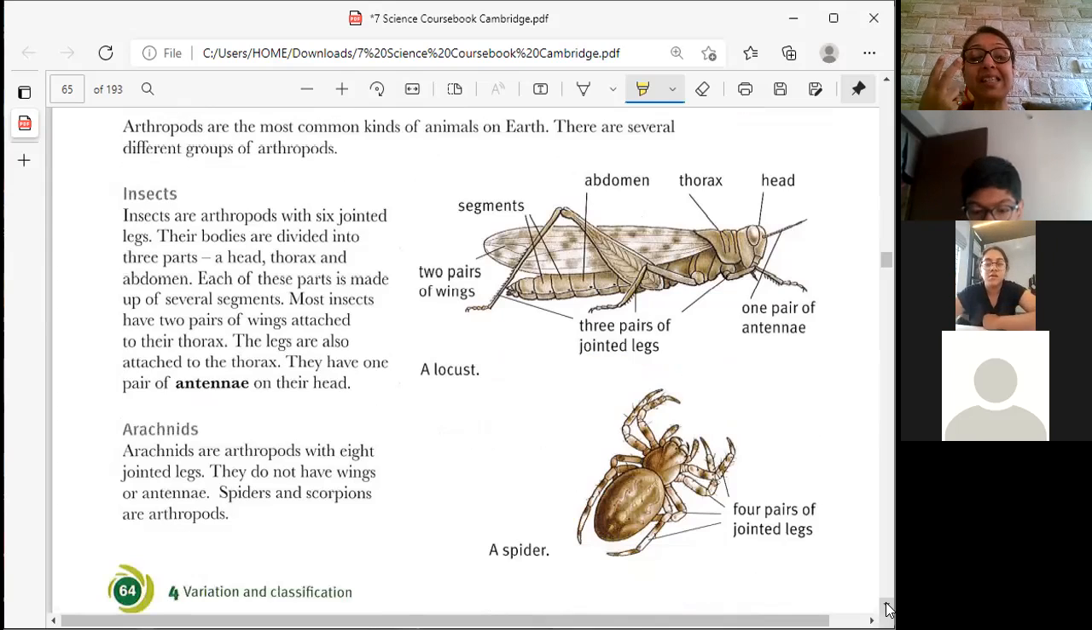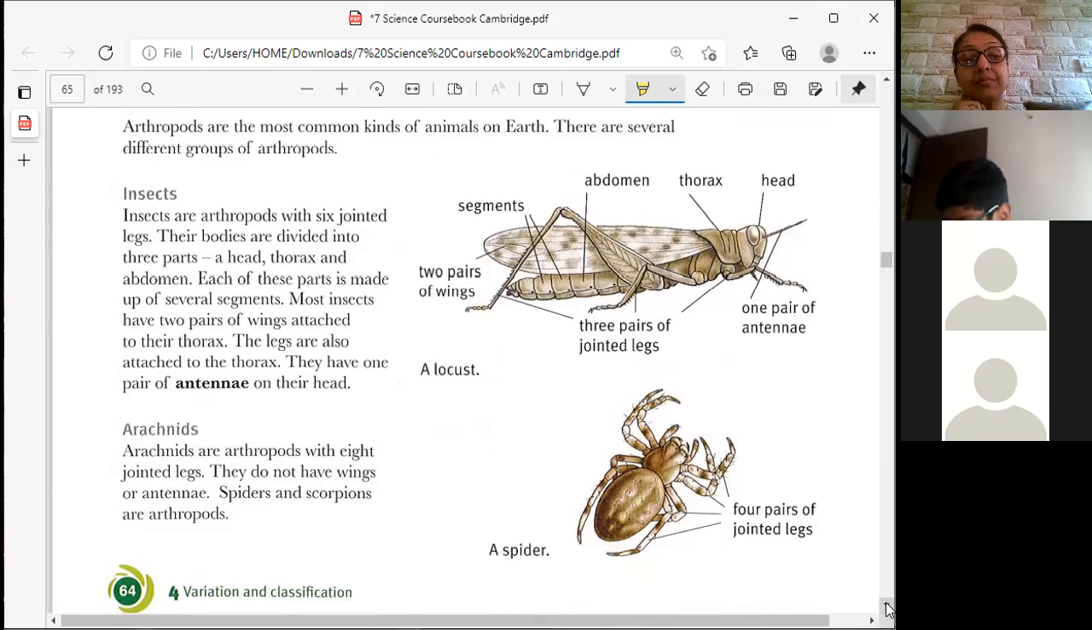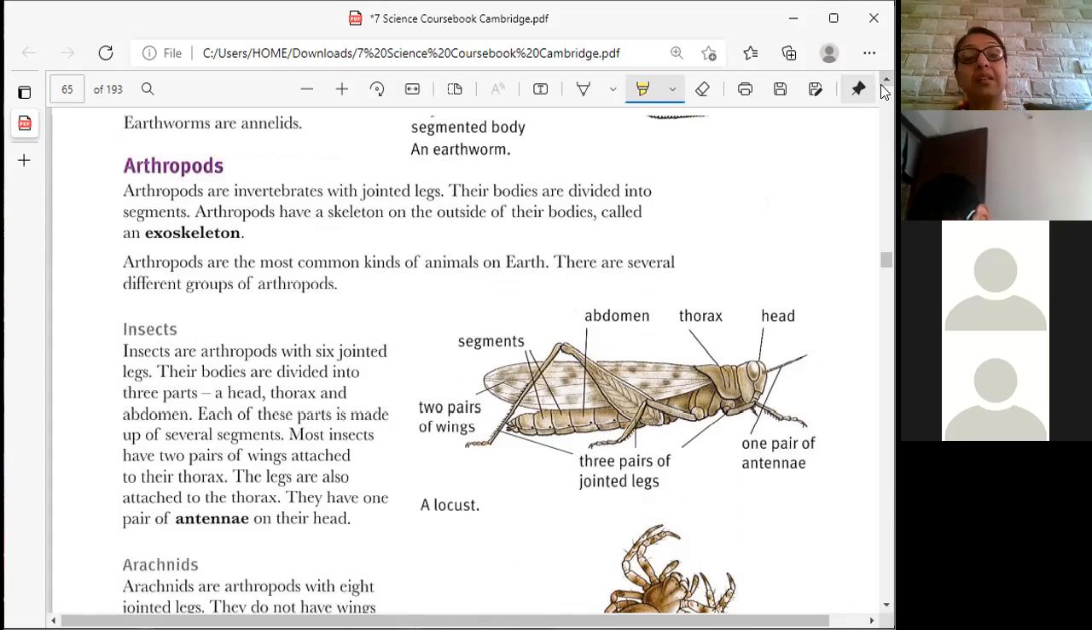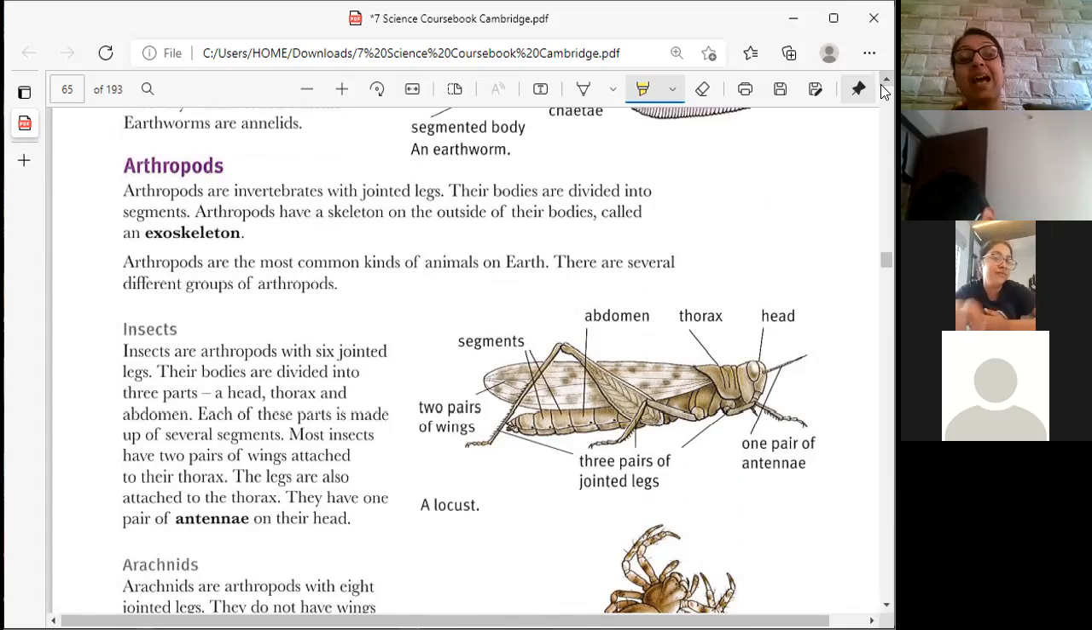If it is asked, what are the three characteristics of arthropods, then you will say joint legs, divided into segments, exoskeleton. These are the 3 characteristics of arthropods. If they ask you the subdivision of arthropods, then you may name the ones that I'm teaching you now, like the insects or the arachnids.